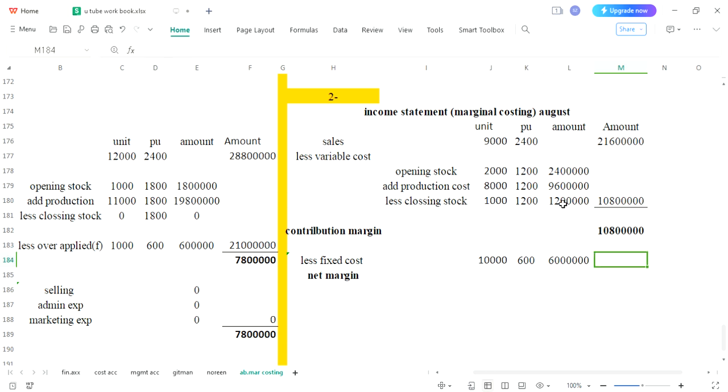And next, fixed cost will remain fixed at 6000. Now we can calculate our contribution or net margin, which is the difference between fixed cost and contribution margin. Your contribution margin is 1080, and you will subtract fixed cost, which is 6000. This way you have calculated your net margin for the second part according to marginal costing.